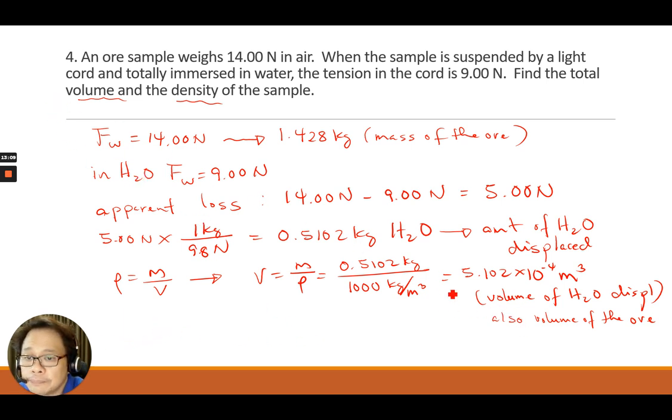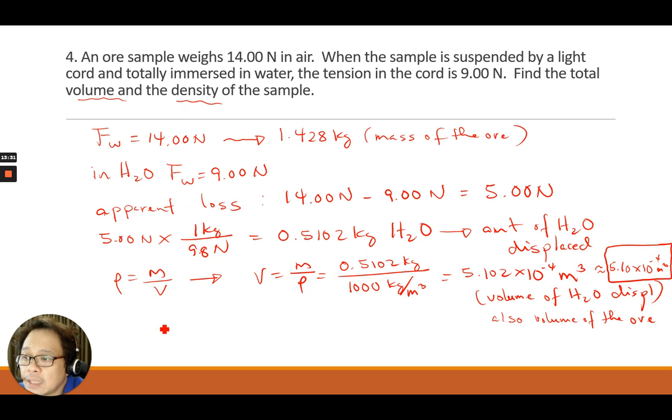Here it is: 5.102 times 10 raised to negative 4. We just follow the rules on significant digits. This should be 5.10 times 10 raised to negative 4 cubic meter.